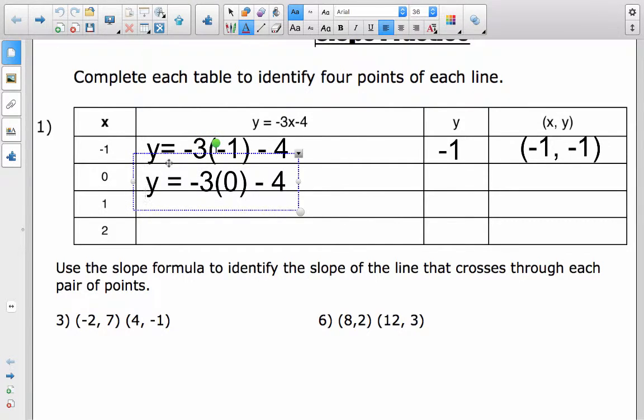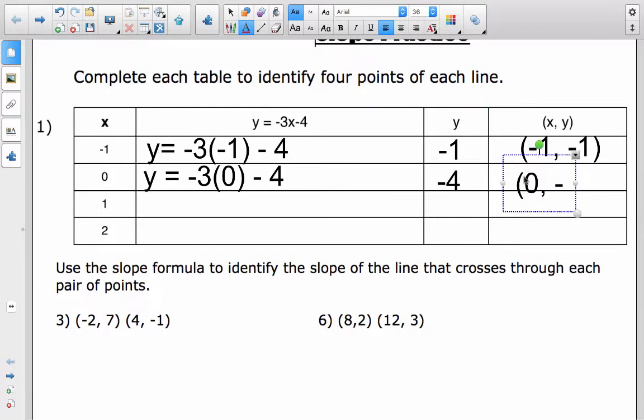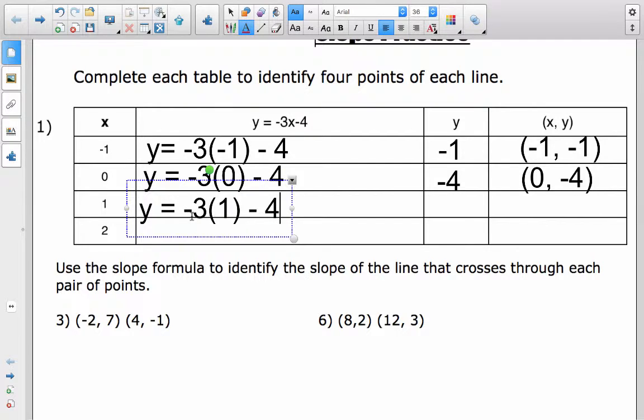And if I solve this one, again, I follow order of operations. So negative 3 times 0 is 0. 0 minus 4 is negative 4. So the next point that sits on this line is 0, negative 4. My third point has an x value of 1. So this time I'm going to replace x with 1. So y equals negative 3 times 1 minus 4. Negative 3 times 1 is negative 3. Minus 4 gets me to negative 7.